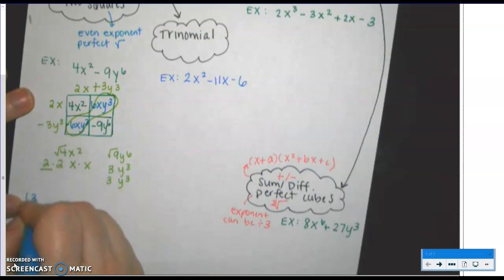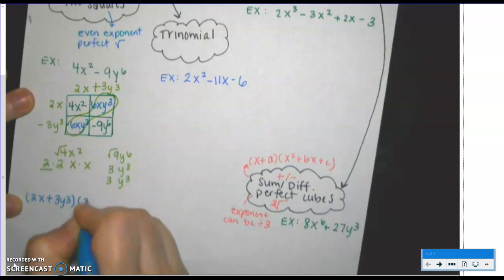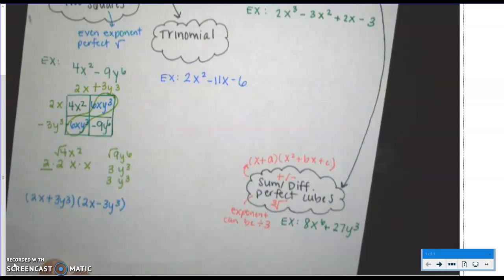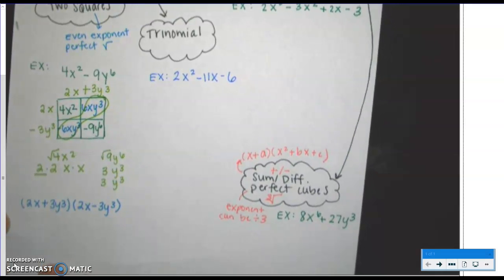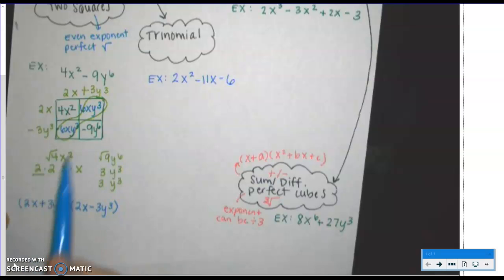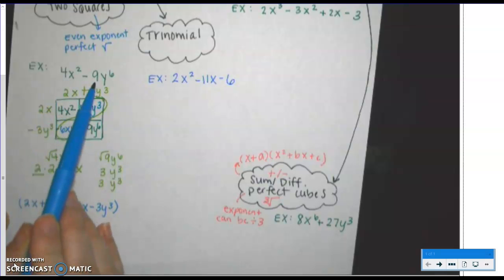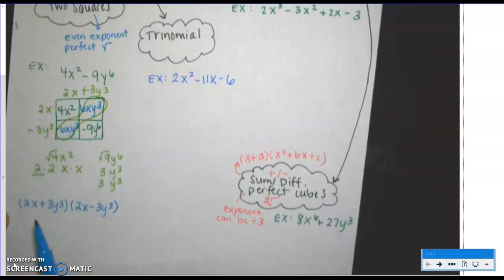So this final answer is 2x plus 3y cubed, 2x minus 3y cubed. That's the factored form of that. All right, so again, it has to be subtraction. The coefficients have to be perfect squares. Your exponents have to be even. And as long as those criteria are met, you can factor it like this.